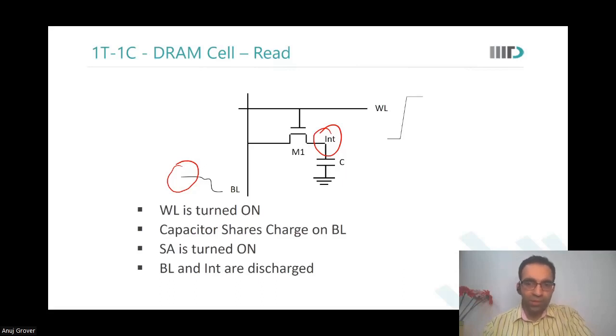Suppose you want to read a 0. What should be the voltage? Sir, we can either precharge the bit line to VDD or VDD by 2, but VDD by 2 will be even more prominent.